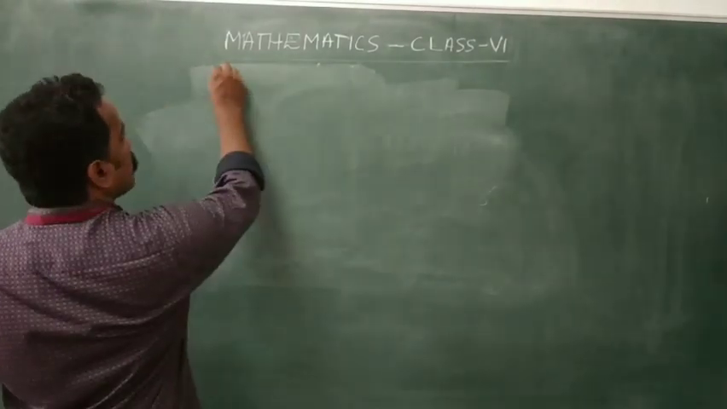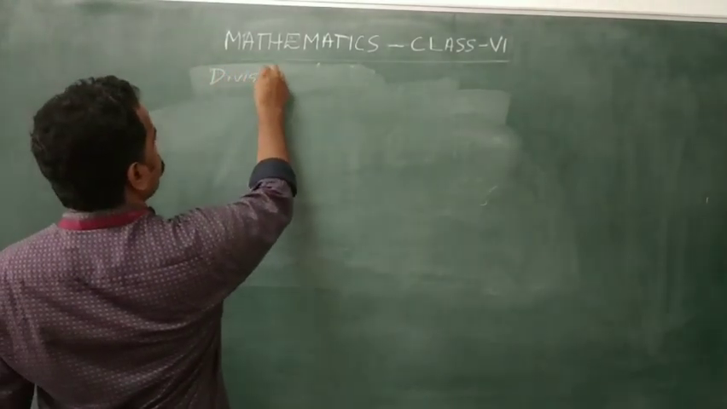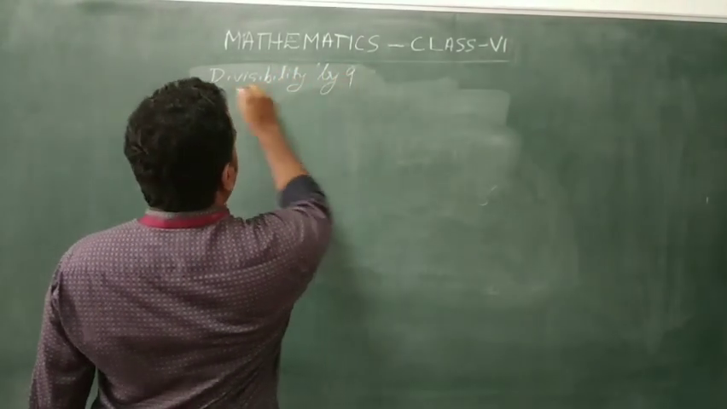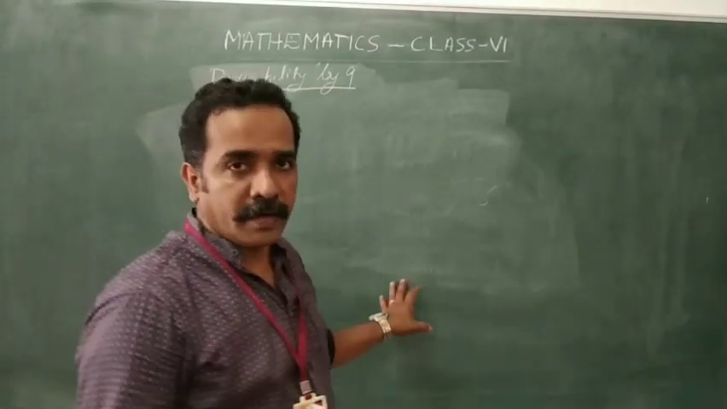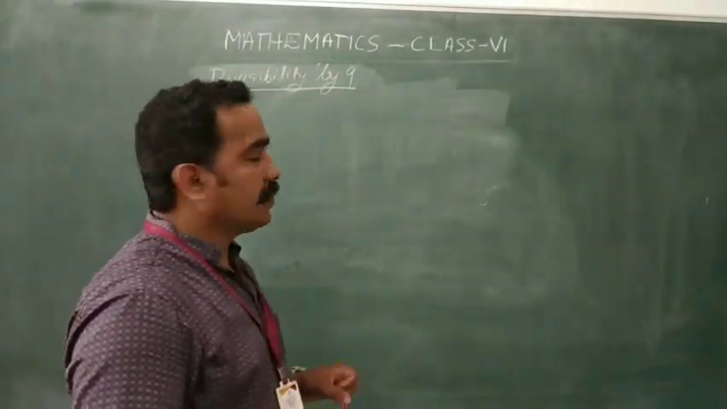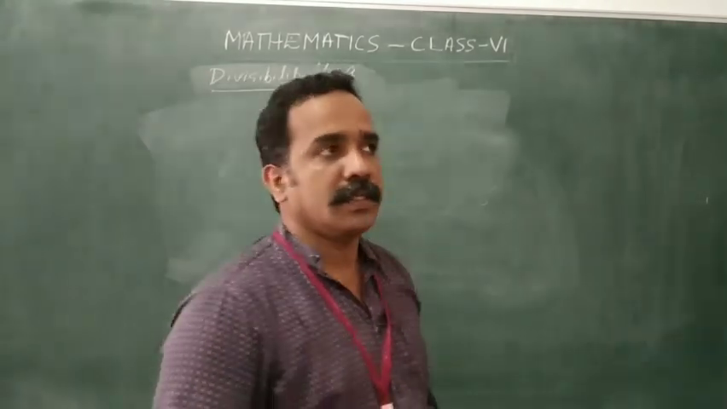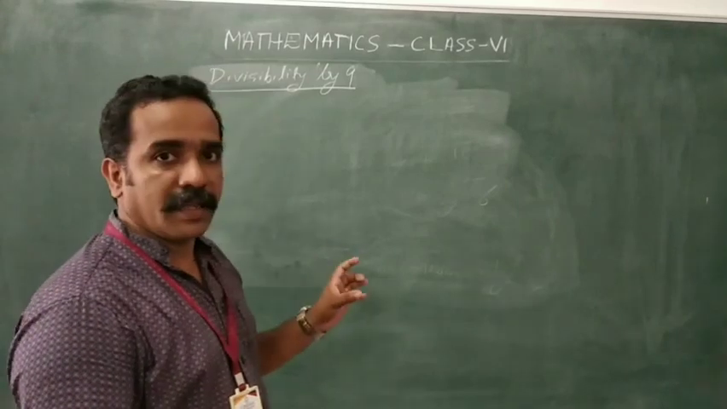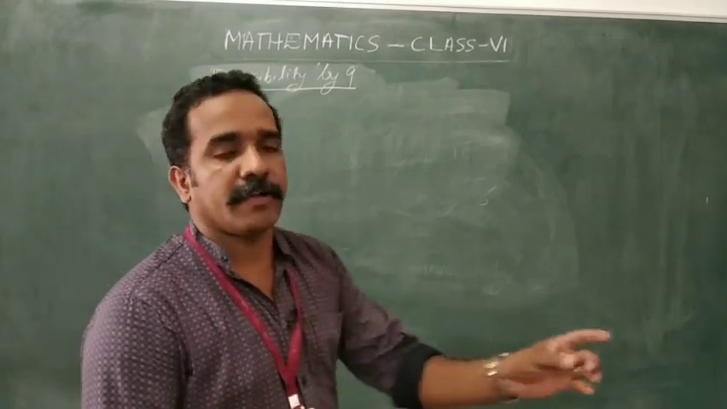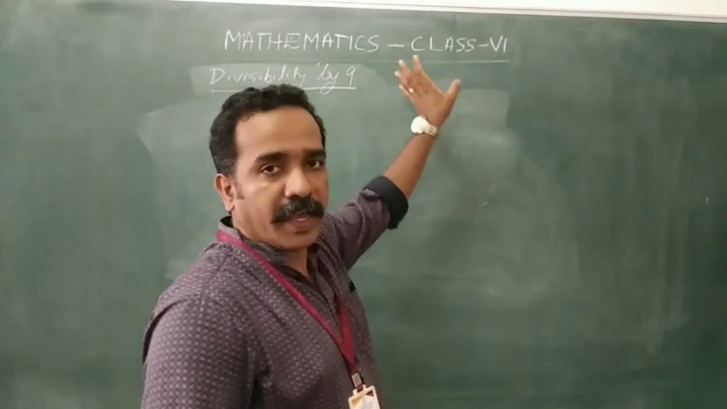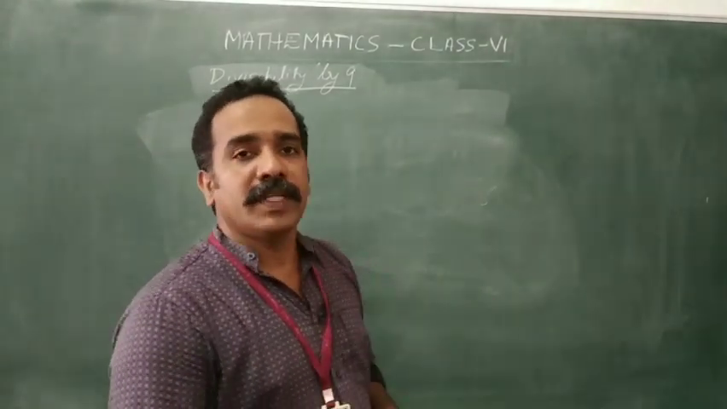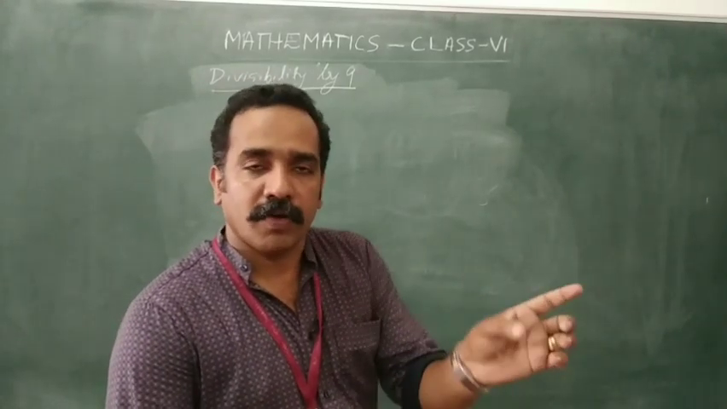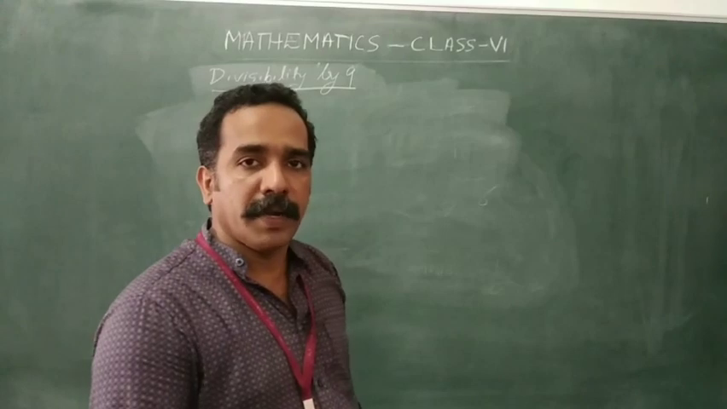Okay. Now the divisibility test by 9. The divisibility test by 9 is actually the same as that of the divisibility test by 3. In 3, how are we checking? We are adding all the digits. In the case of 9 also, we have to add all the digits in that number, and if that sum is a multiple of 9, then the number is divisible by 9.